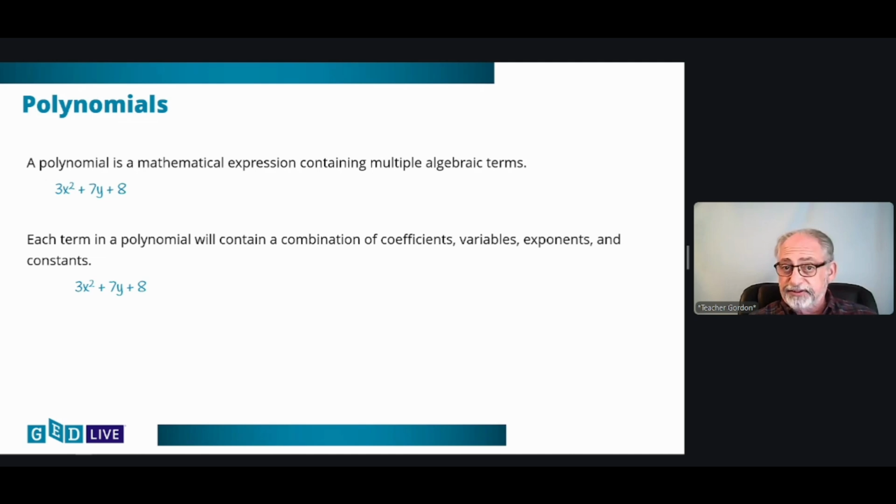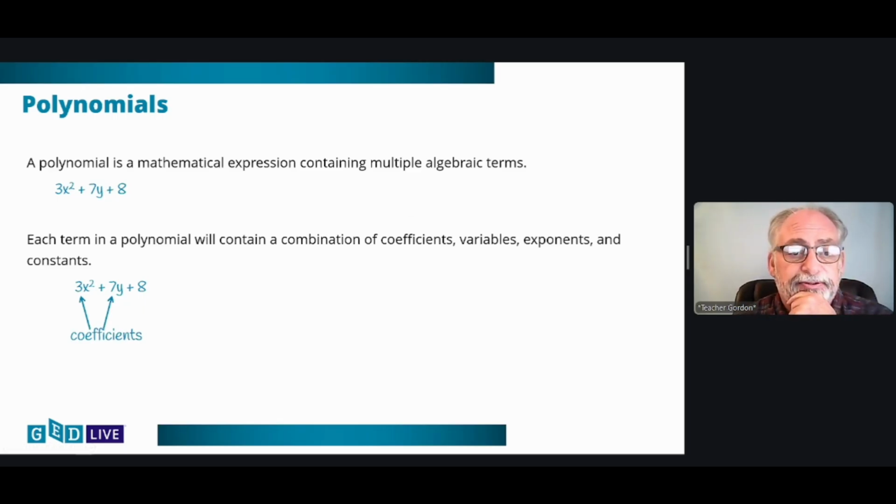We have coefficients, we have variables, we have, in this case, exponents, and then we have constants. And you want to know what all of these different things mean. So coefficients, first of all, are the numbers you are multiplying variables by. Variables are the letters, x and y in this case. Those coefficients tell us what we are multiplying those variables by. So 3 next to the x squared means we're multiplying x squared times 3. 7y means we're multiplying y times 7.